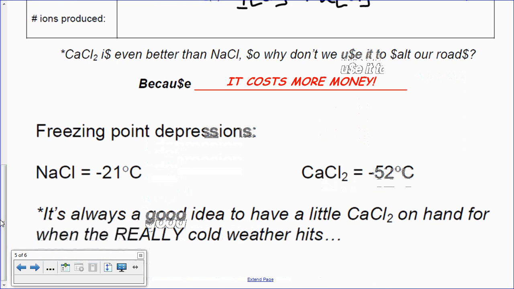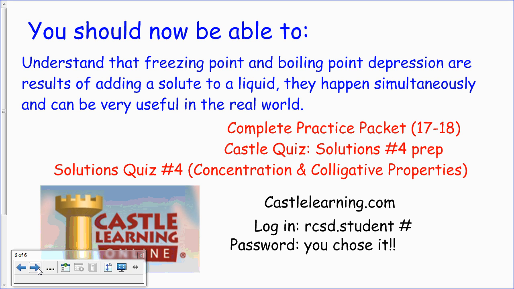Now, freezing point depressions, typically speaking, sodium chloride can get the freezing point down to negative 21 for water. CaCl2 gets it to negative 52. It's always a good idea to have a little CaCl2 on hand for when really, really cold weather hits. So you've got to understand that freezing point and boiling point can be affected by adding solute to that liquid because they interfere with the intermolecular forces.